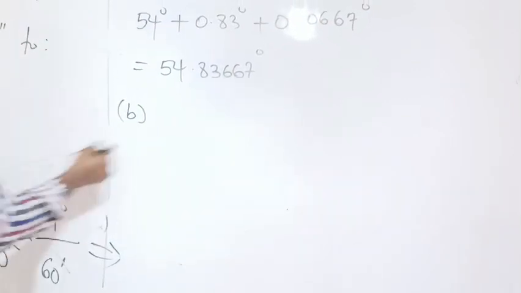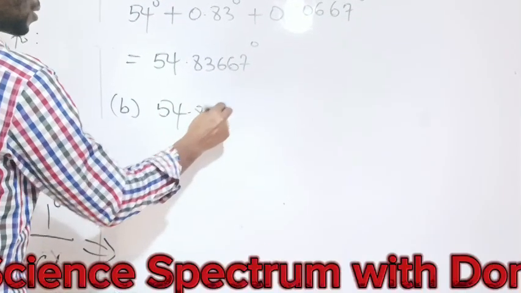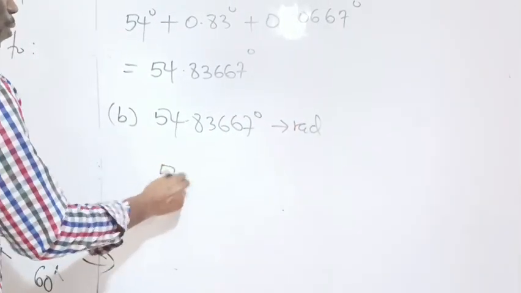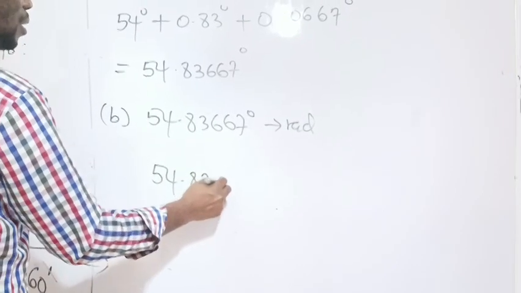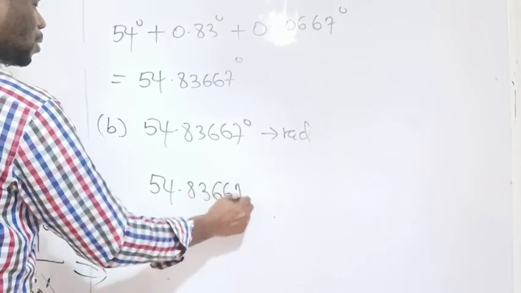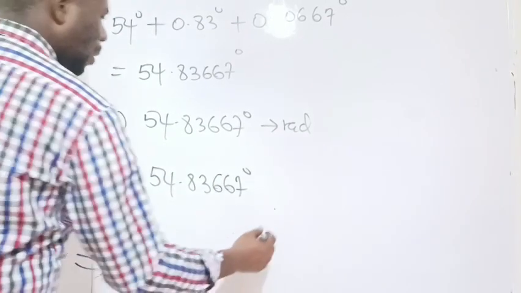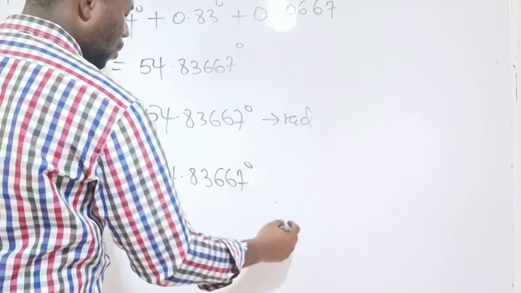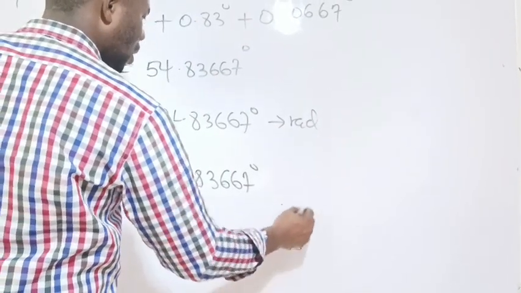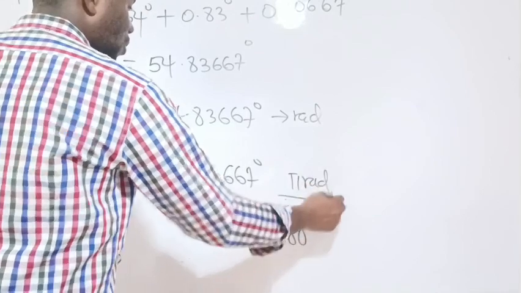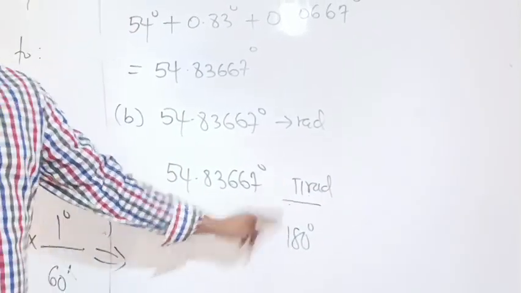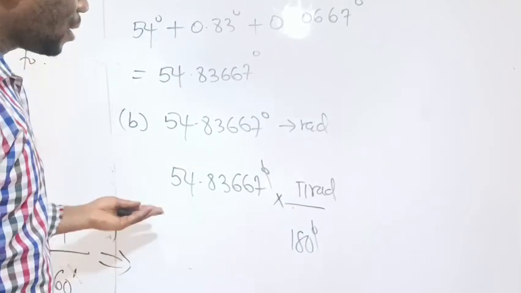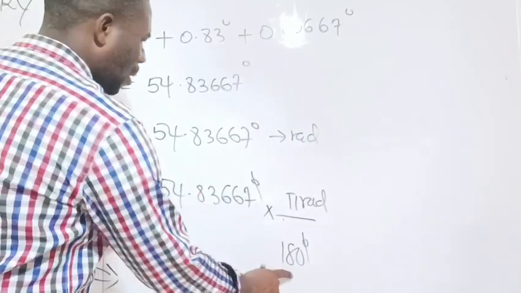Alright, so the B part now is I'm converting 54.83667 degrees to rad. I know that 180 degrees is equivalent to pi rad. Of course, I could have used 90, and this will boil down to be pi over 2 rad. So I lose the degree and there's a times in between. All I need to do is divide this term by this.